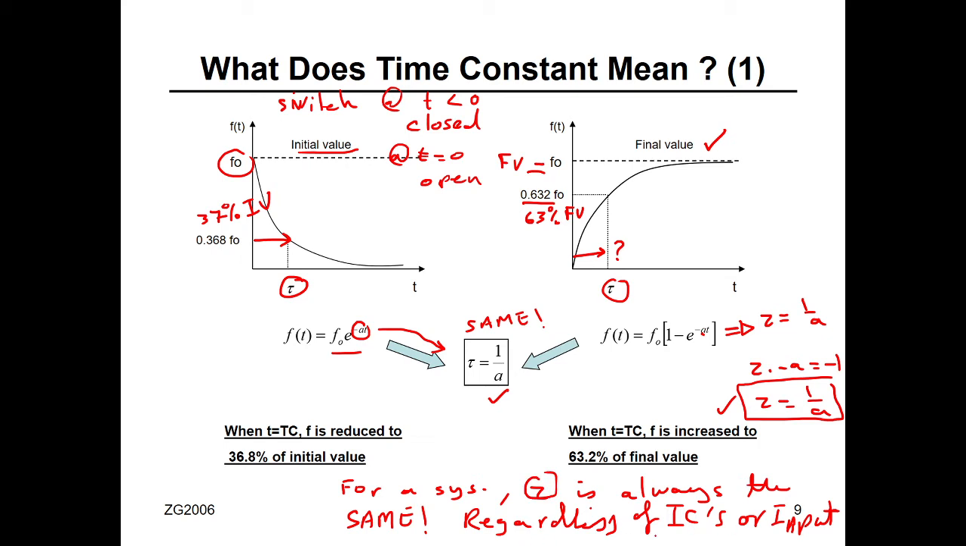Is that clear, guys? So tau is similar to what? For a first order system, tau is similar to natural frequency for a second order system. It's a property of the system, okay? It does not depend on the initial conditions or the input. This is the conclusion. This is tau, okay? I hope it's clear. Okay, let me write it again.